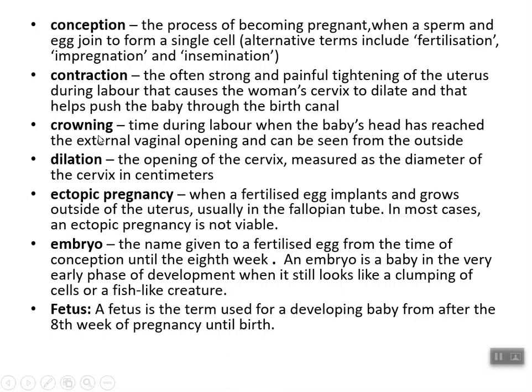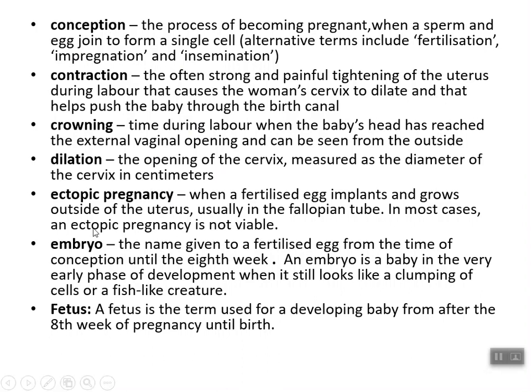Next is crowning. Crowning is the time during labor when the baby's head has reached the external vaginal opening and can be seen from the outside. When you go to the labor room, you can see the baby's head, and that is the crown. Dilatation is the opening of the cervix, measured as the diameter of the cervix in centimeters.